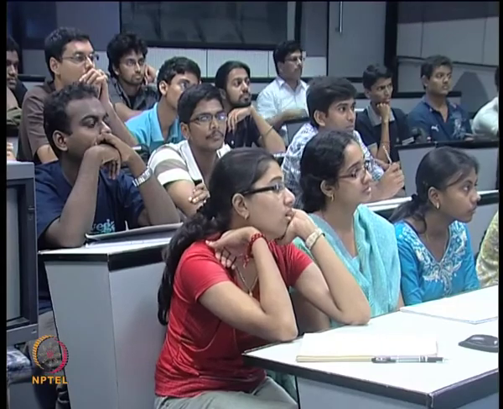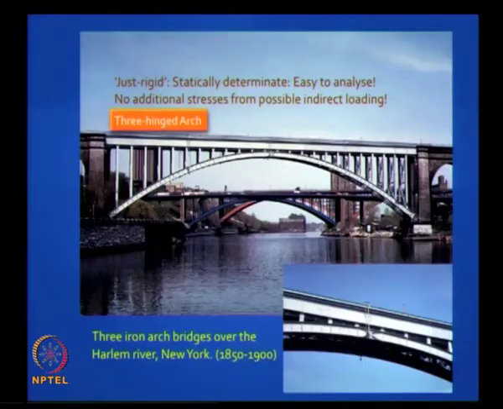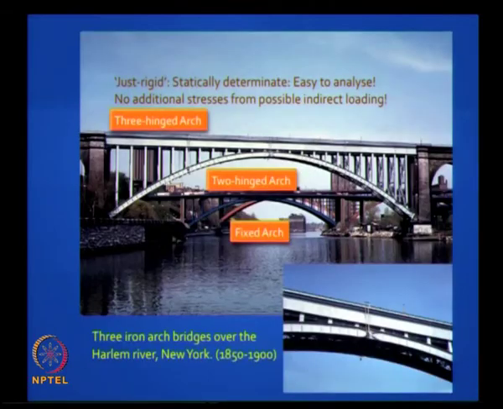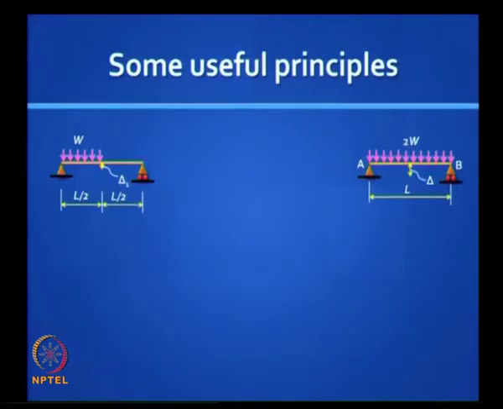Yeah, the first is a 3-hinged arch. You can barely see that hinge in the middle. The 3-hinged arch is a statically determinate structure, and as we discussed earlier, people were afraid of building indeterminate structures, and they got bolder and they went for the 2-hinged arch and later the fixed arch. We will study this in the next module, how to analyze indeterminate arches.